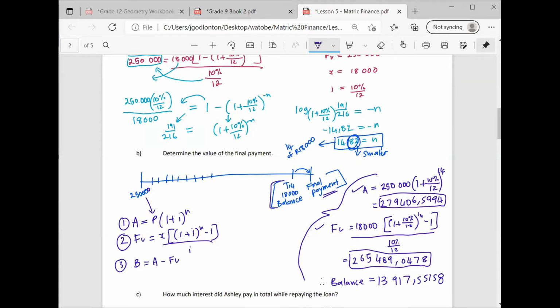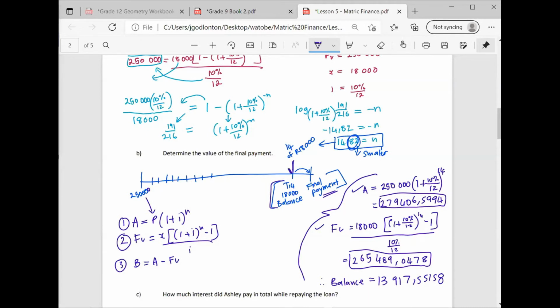Okay. The important part here is that if we got to this point, a final payment question is normally about 5 marks. Right now, you're sitting on 4. So that's a really good start. So even if you just remember this point, that's okay.